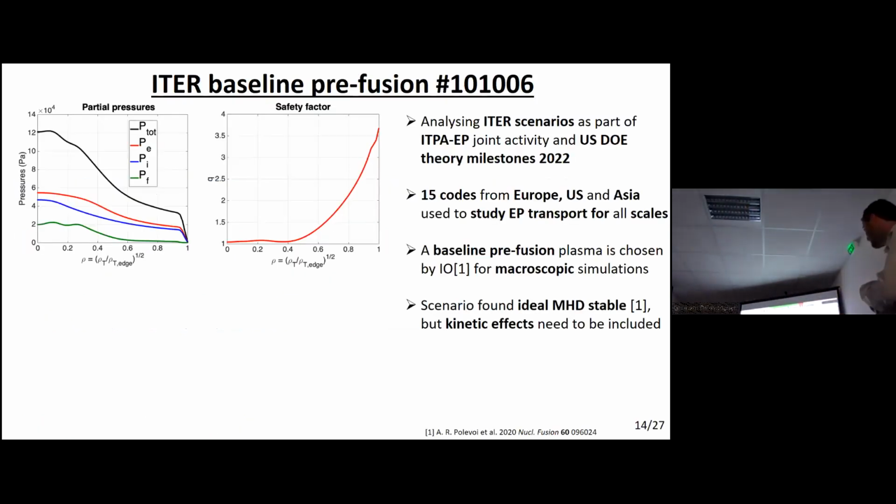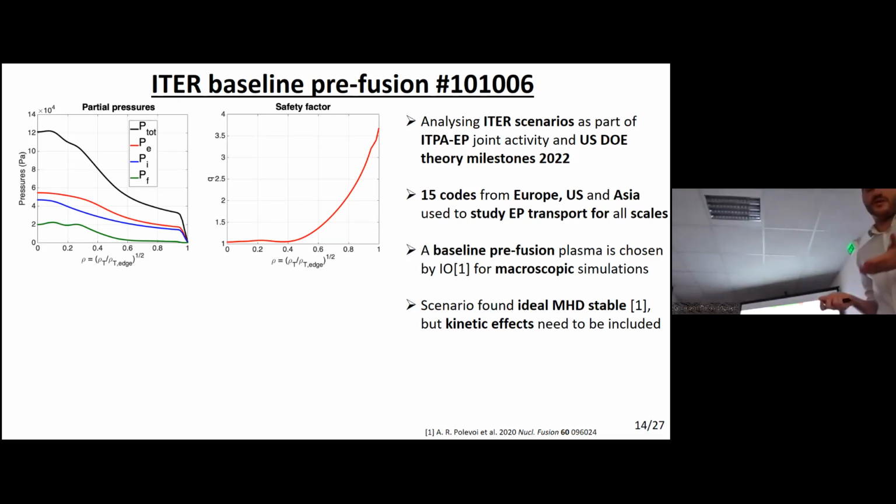So why do we want to study this transport with GTC? Because this study is part of an analysis of ITER scenarios that is done at the ITPA group, an expert group of people working for ITER in the energetic particle department. This is also an activity funded by the US DOE. We have 15 different codes in Europe, US, and Asia looking at the transport for all the different scales. But here we are going to focus mainly on the fishbone.